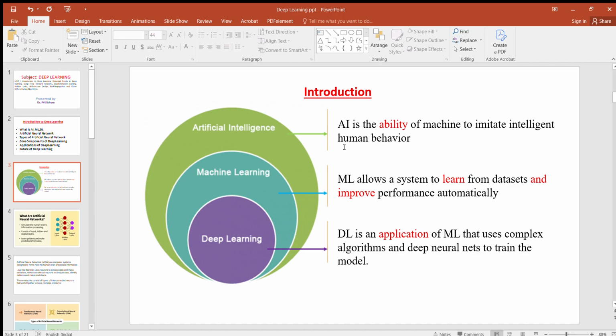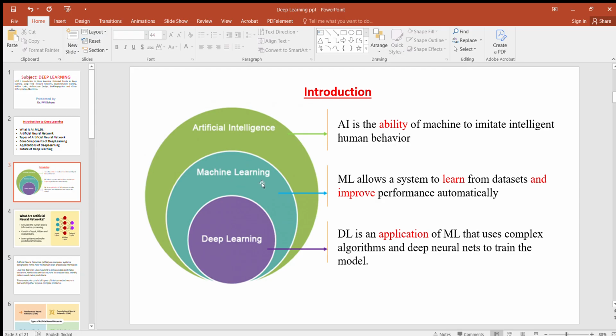We can say that artificial intelligence is a technology which has the capability to imitate intelligent human behavior. How? By using algorithms. What kind of algorithms are we using here? Those algorithms are inspired by the human brain. That type of algorithms we are using in artificial intelligence.